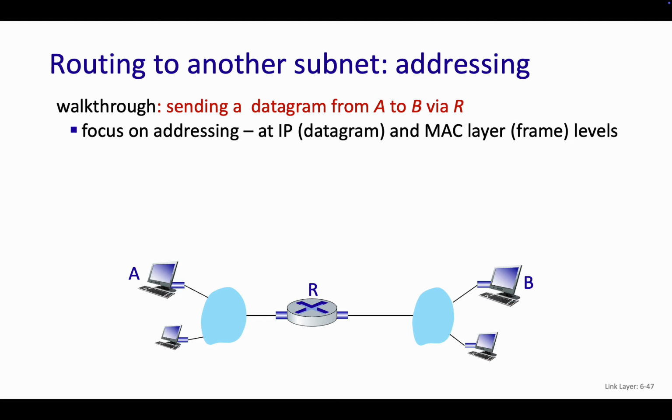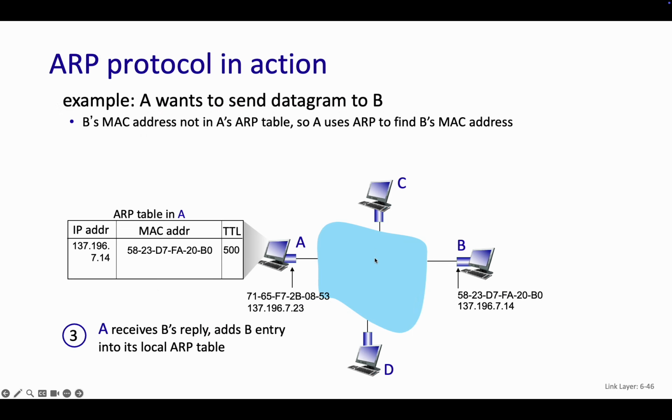So A wants to send to B, but now there's this router between. All this stuff before in the previous one was actually where there was some other device. We're keeping it blank on purpose. We'll talk about it in a second. A switch is what it's called.